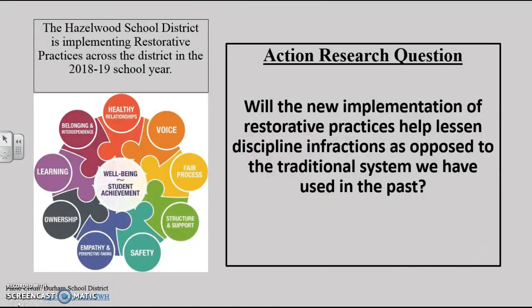My district is implementing restorative practices across the district this year. So in that vein, I thought it would be a great action research question to ask, will the new implementation of restorative practices help lessen discipline infractions as opposed to the traditional system we've used?